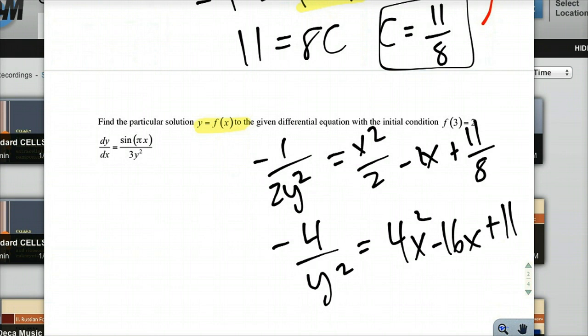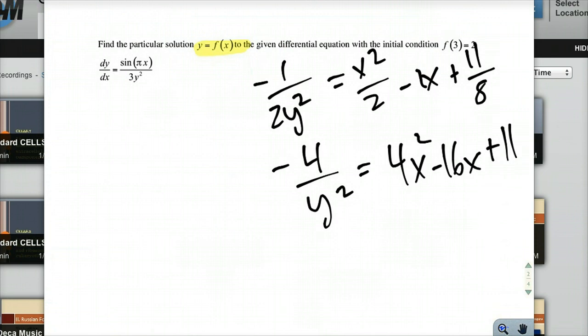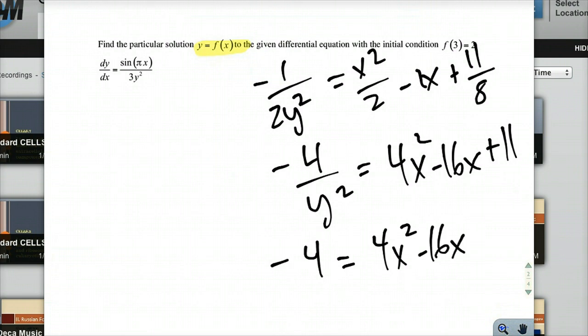Now the problem is that I have y squared on the bottom, so I'm going to multiply everything by y squared, and that way y squared is not on the bottom. So multiply everything by y squared, I'm going to call this -4. And on this side, I'm just going to put the y squared on the side for now. I'll multiply everything by y squared, and the reason why I didn't multiply the y squared is because eventually I'm going to get y by itself.